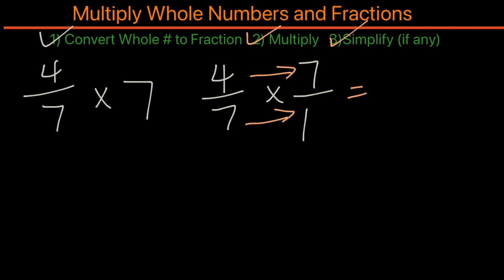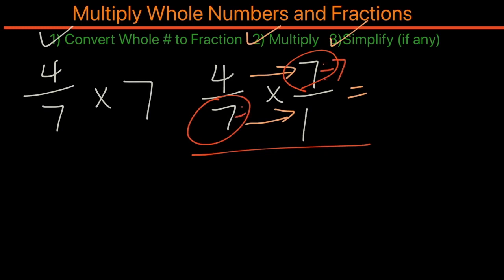There is also another way to handling this. When we get to this point here, we can see that the numerator and the denominator here are the same. So we could actually simplify before we multiply. In this case, 7 divided by 7 and 7 divided by 7. And that would give us 1 for each.